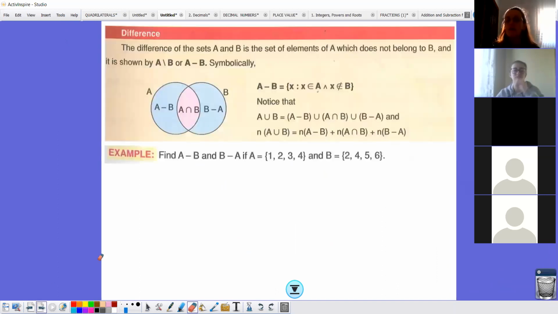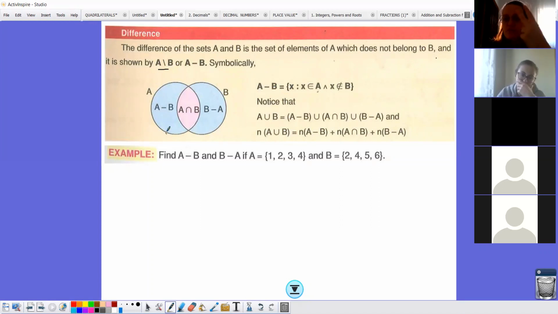Okay, teacher. Now, this is the last operation in the sets. We had union, we had intersection, we had complement, and we have difference now. The difference you can understand from the name. The difference of the sets A and B is the set of elements of A which do not belong to B. It is shown by A difference B. You can use the slash to show the difference, or we can use the minus to show the difference. What does it mean? The elements that are in A but not in B.